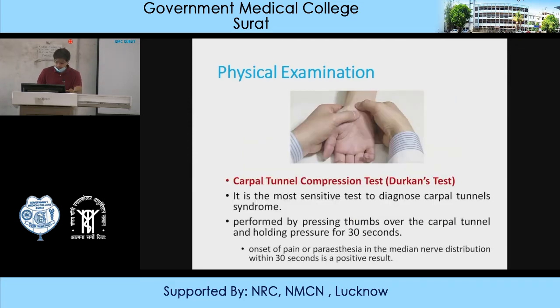Second is the carpal tunnel compression test, also called Durkan's test, which is the most sensitive test to diagnose carpal tunnel syndrome. It is performed by pressing thumbs over the carpal tunnel and holding pressure for 30 seconds. Onset of pain or paresthesia in the median nerve distribution within 30 seconds is a positive result.